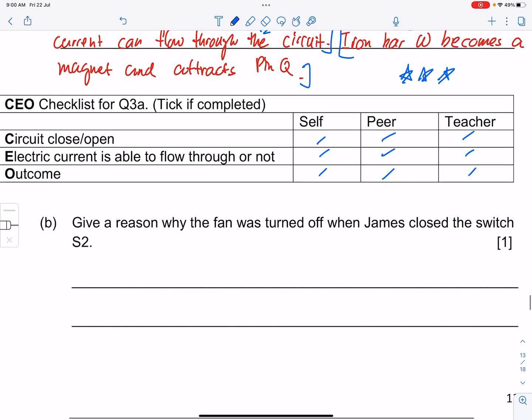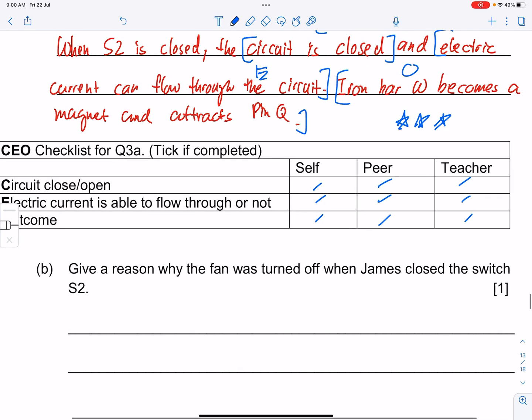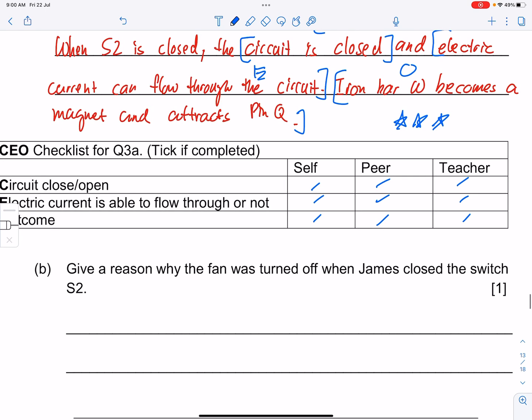Next, give a reason why the fan was turned off when James closed switch 2. So they already tell you the outcome. So you will need to talk about C and E. Is the circuit open or is the circuit closed? Can electric current flow through? The electric current cannot flow through.